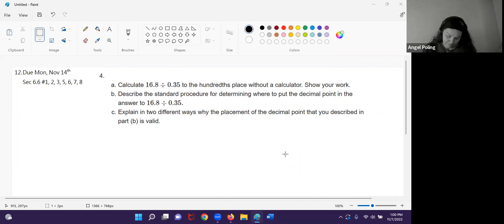At first they want us to calculate 16.8 divided by 0.35 to the hundredths place without a calculator and to show our work. Please just interrupt me if you have any questions.